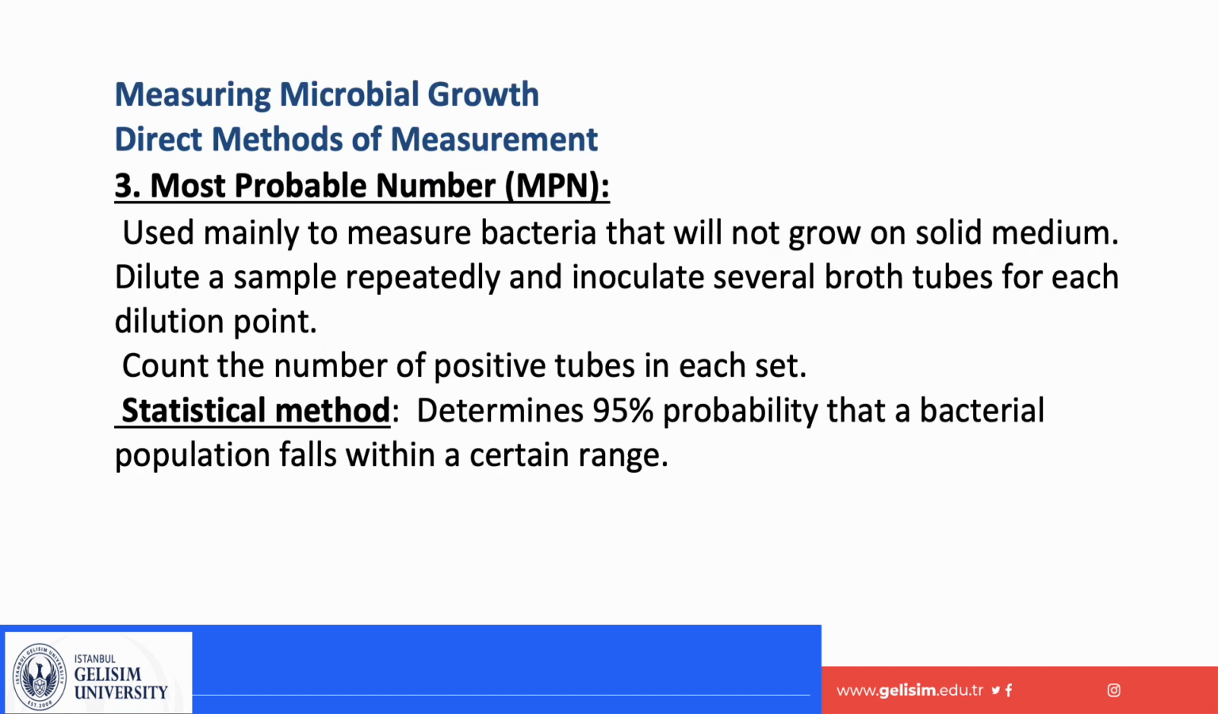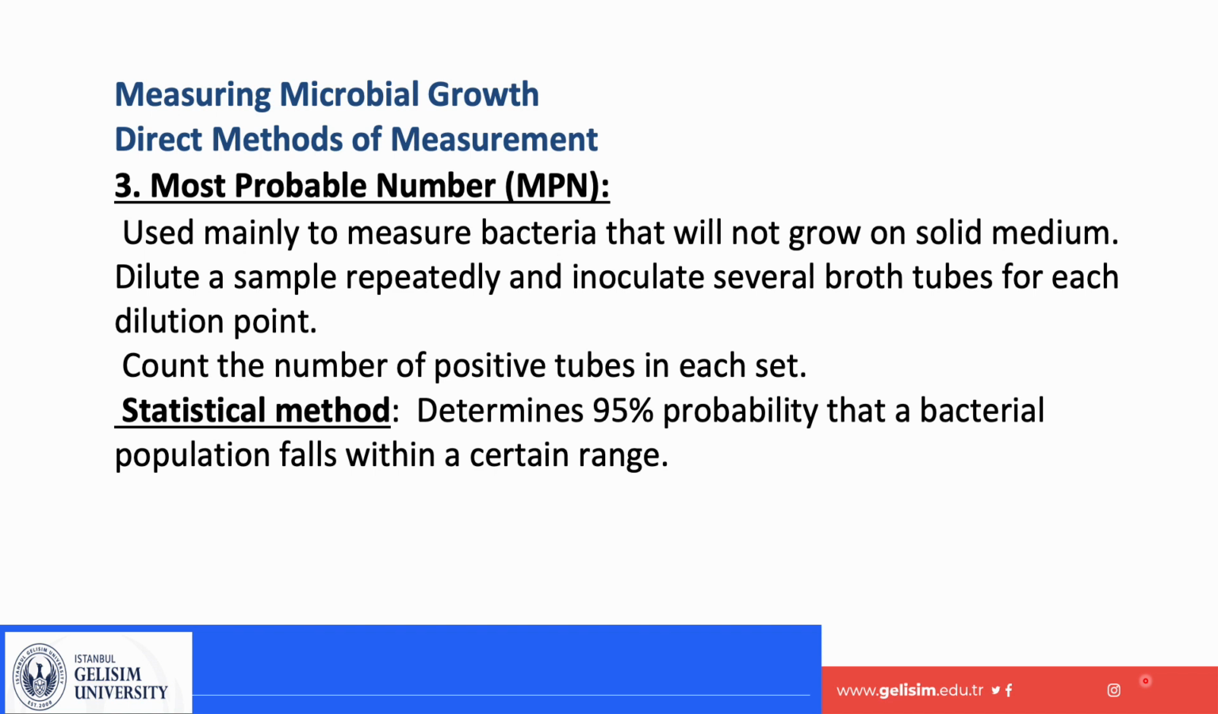The most probable number, MPN, is a direct method for measuring microbial growth that is commonly used to measure bacteria that will not grow on solid media. Now, to perform the MPN assay, a sample is diluted repeatedly and inoculated into several broth tubes for each dilution point. The tubes are then observed for growth, and the number of positive tubes at each dilution point is recorded.